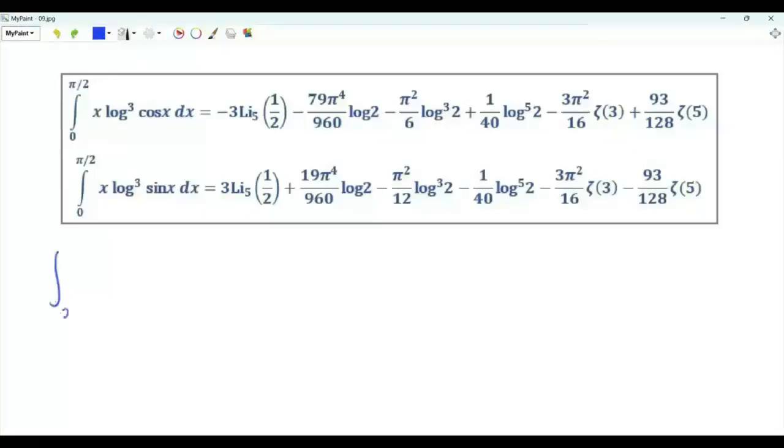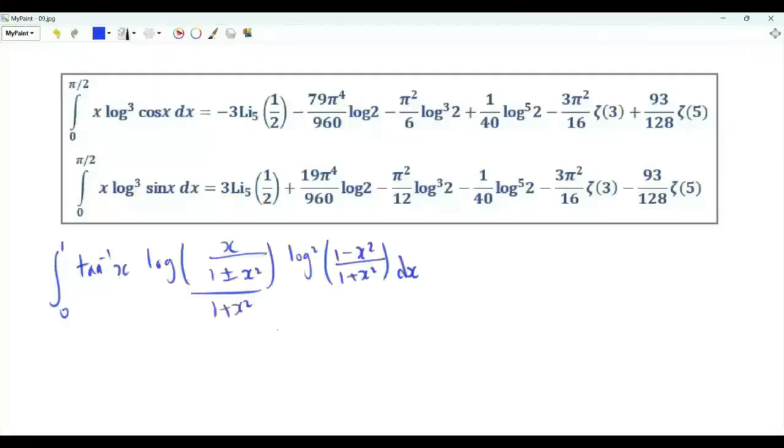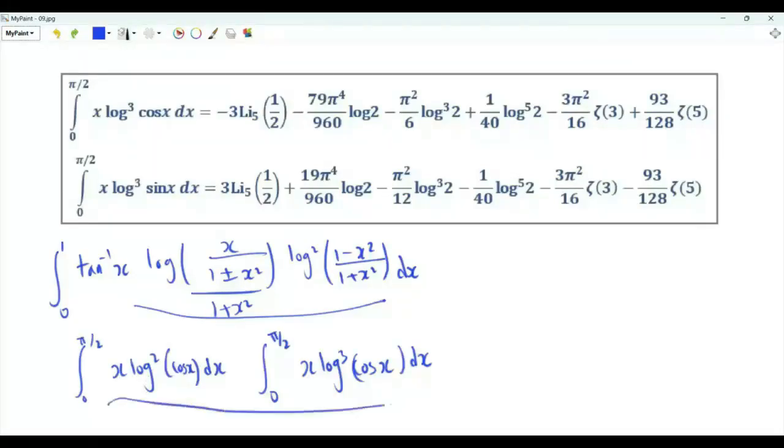To summarize what is going on, our main interest is this integral. On the first page, we have discovered that to evaluate this integral, we need three integrals. We have obtained these two. We need now to turn our focus on the third integral, x from 0 to pi over 2, x log sine x times the square of log cosine x.